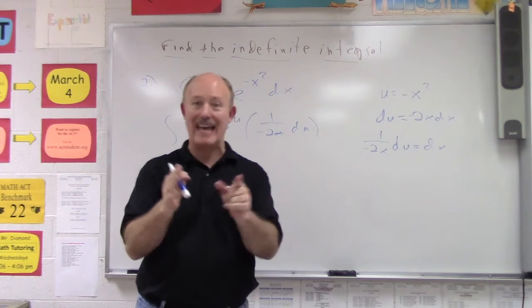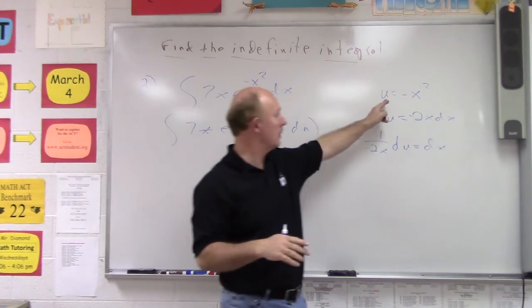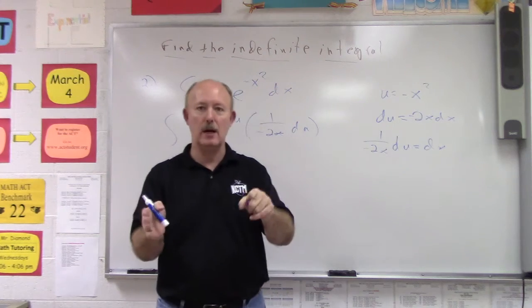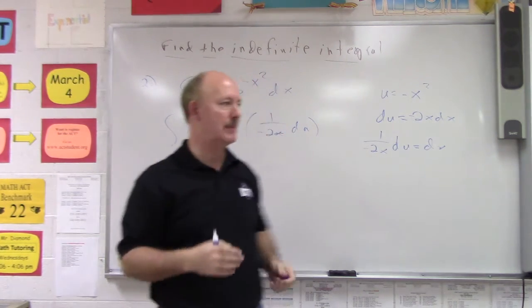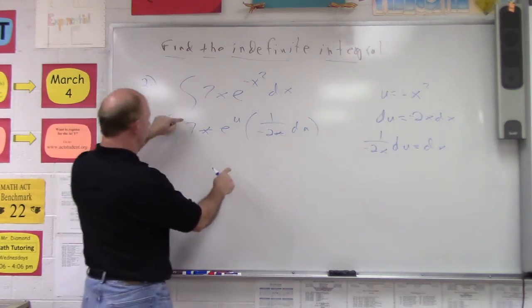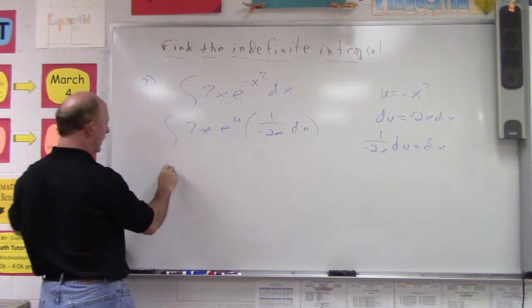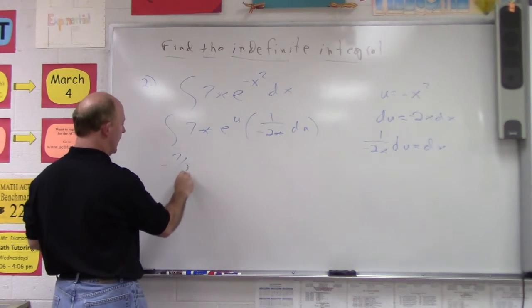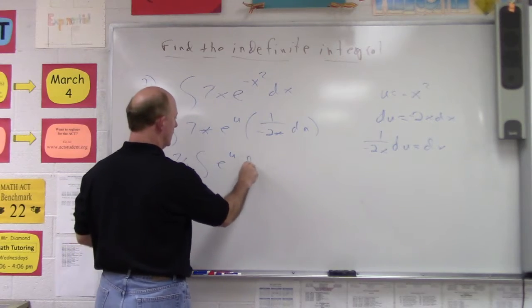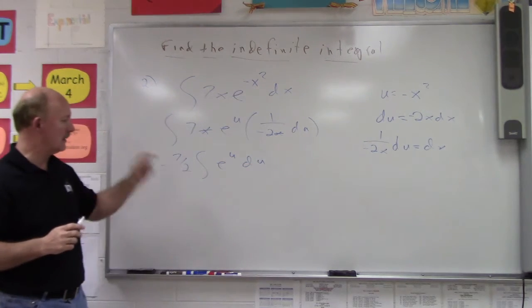If you got an extra x left over you can't get rid of, then sometimes you can go back to the original substitution and you can eliminate that other x. So here we got 7 over negative 2. We'll pull this out front as negative 7/2 integral e to the u du. So this is where I want to be. I need to see that e to the u.